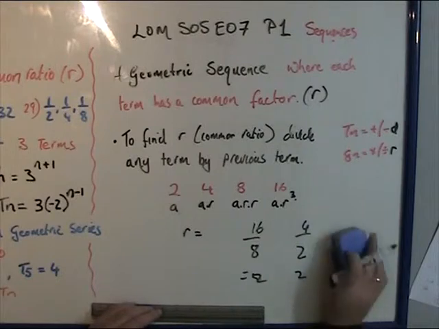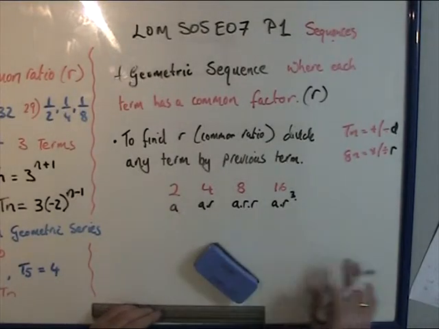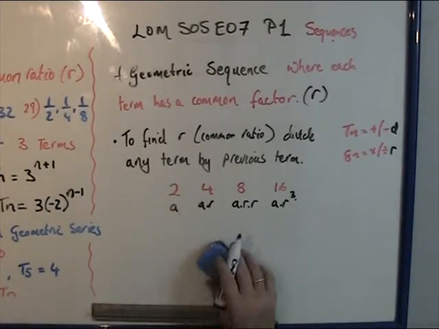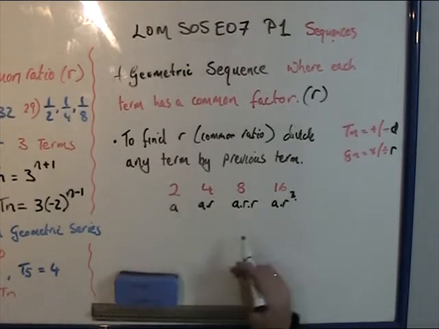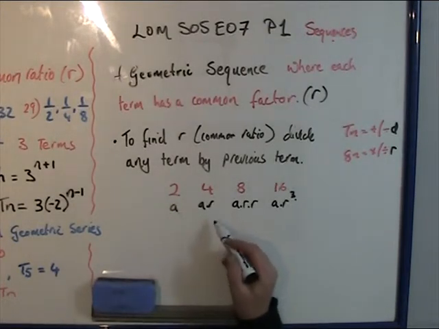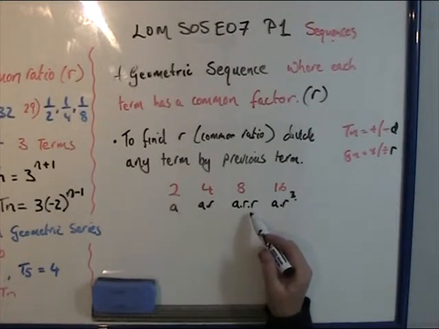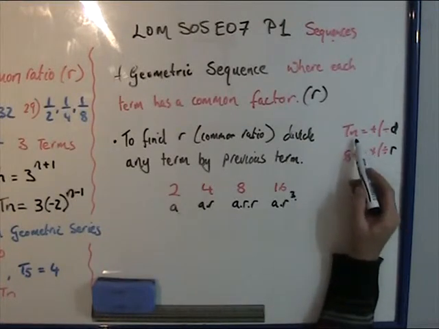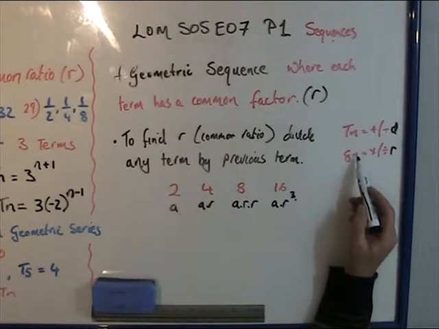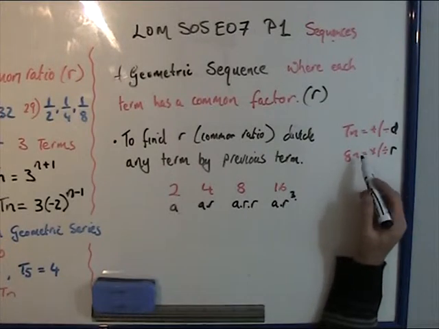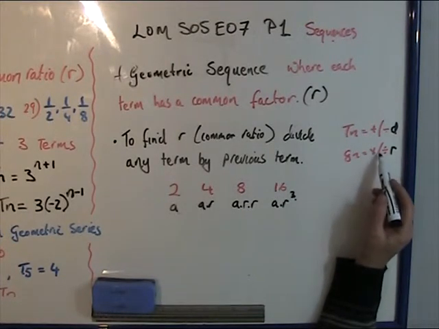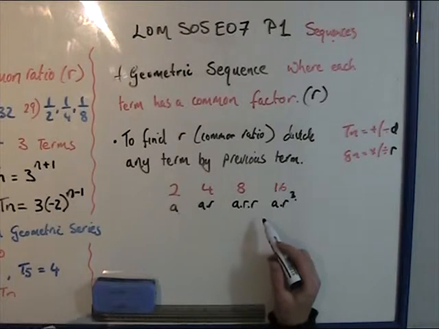Now I've kind of explained it here. So this is A, the first term. We have to know the first term. A is the first term. R is the common ratio, what we multiplied it by, and it can be division. So remember, Tn is plus or minus, and a geometric sequence is multiplication or division. It's known as Gn.